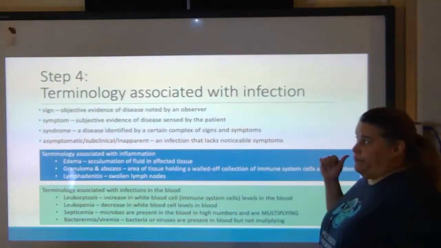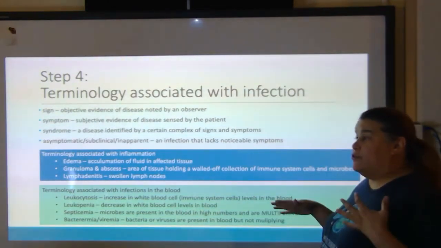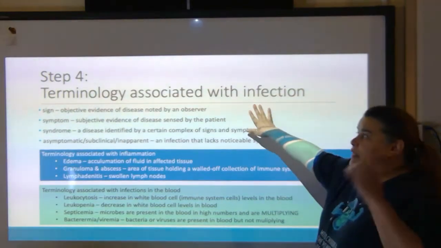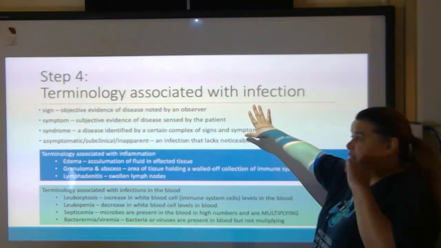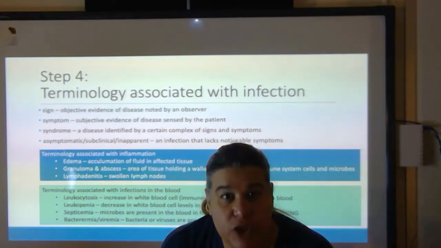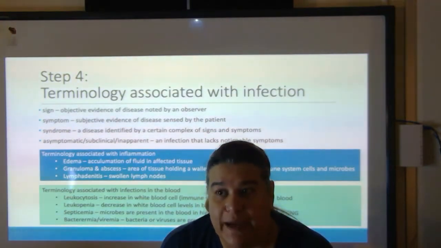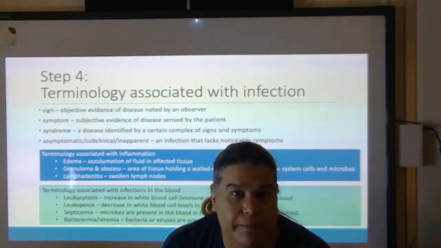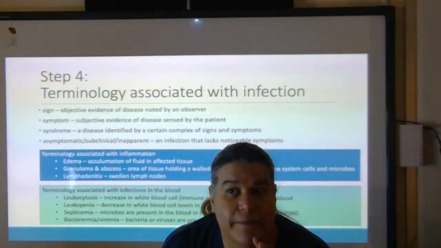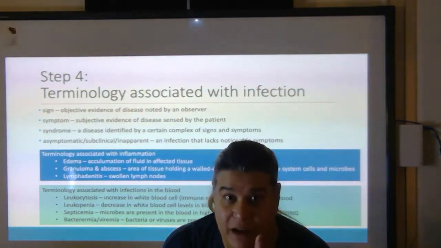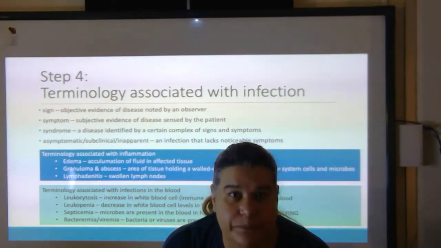So other terminology associated with an infection: a sign, a symptom, a syndrome, asymptomatic, subclinical, inapparent. A sign is objective evidence of a disease noted by an observer. If I have a skin infection, you will see a boil, or you will see a pimple, or you will see something observable on that patient that there is something happening. It isn't, I feel bad. I literally, as a doctor, can observe what's there.